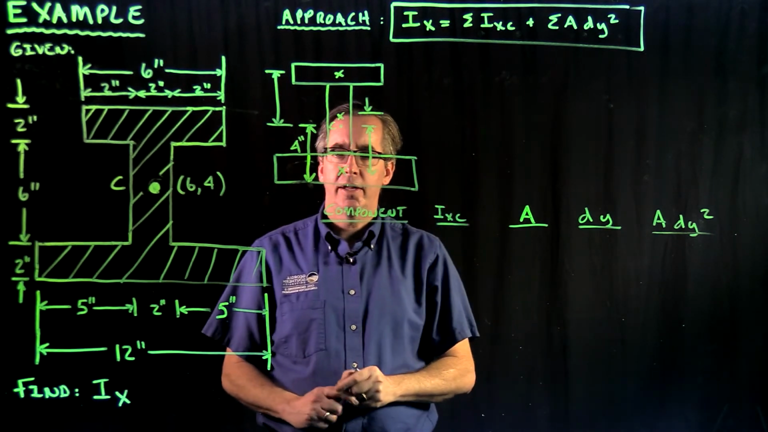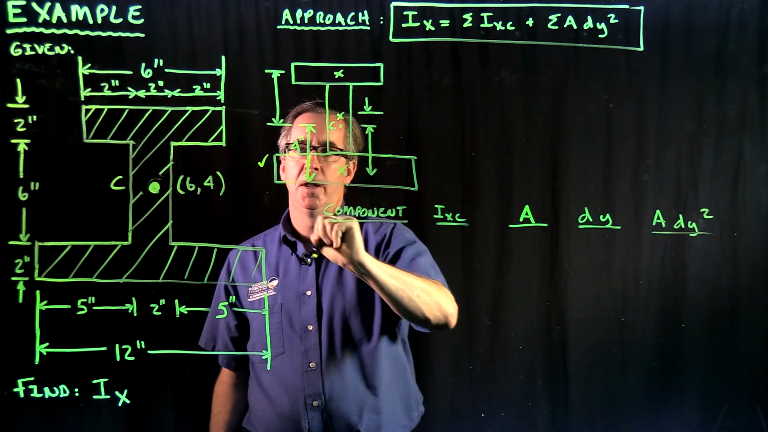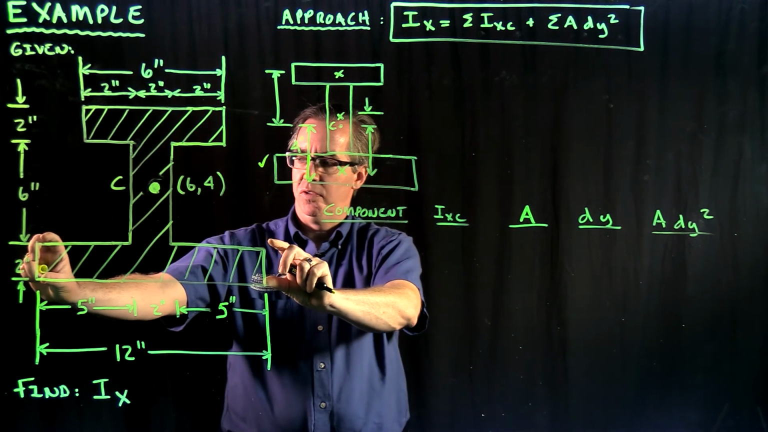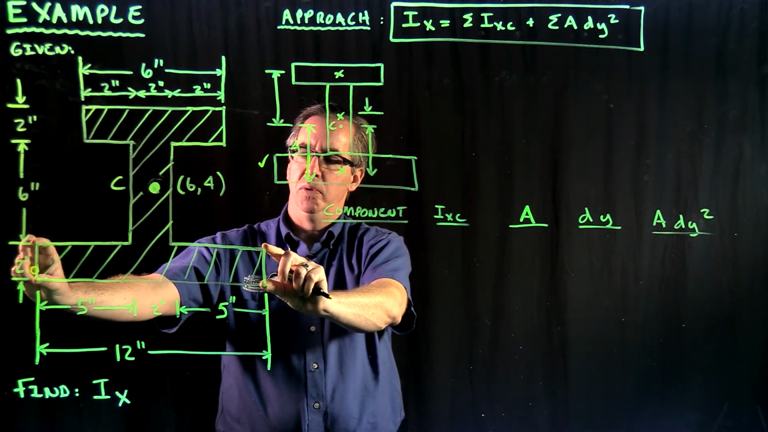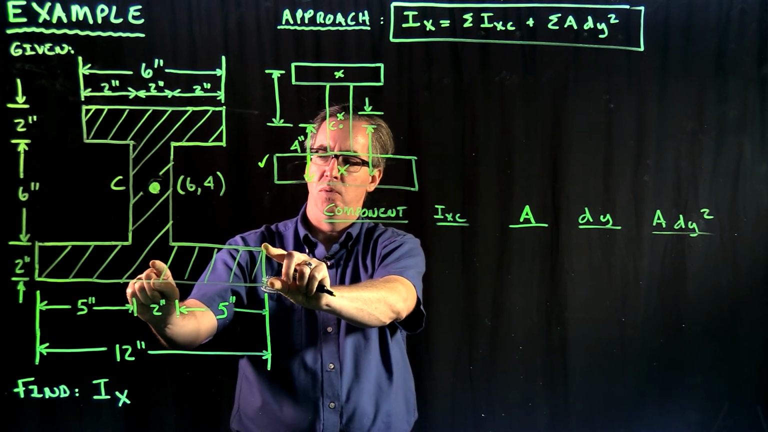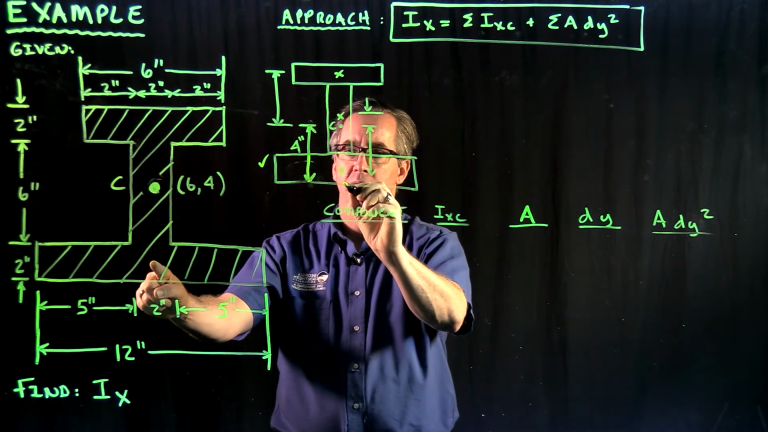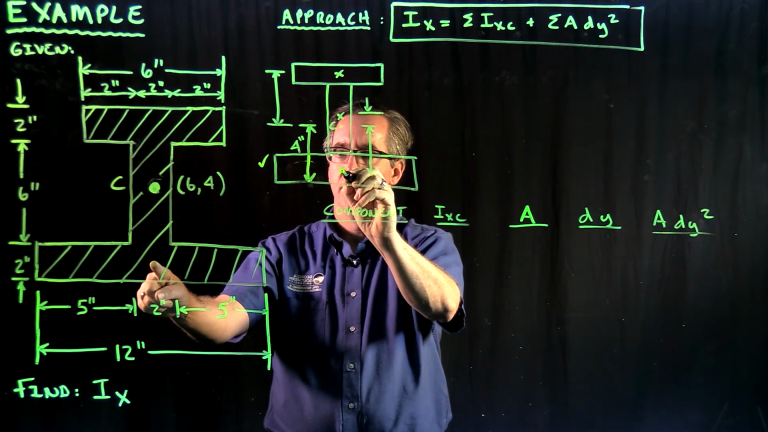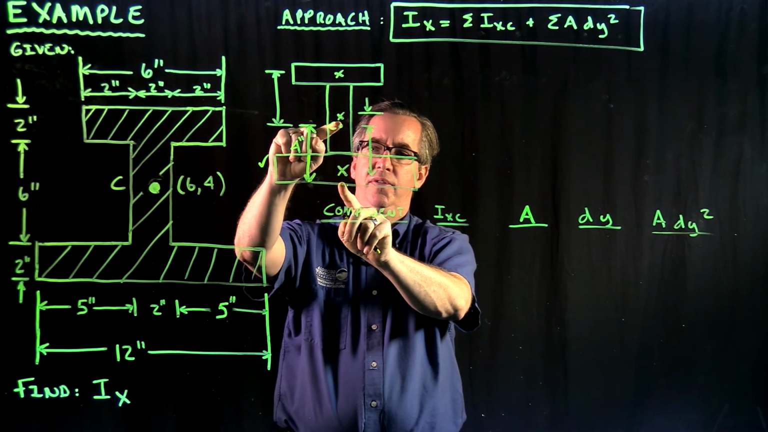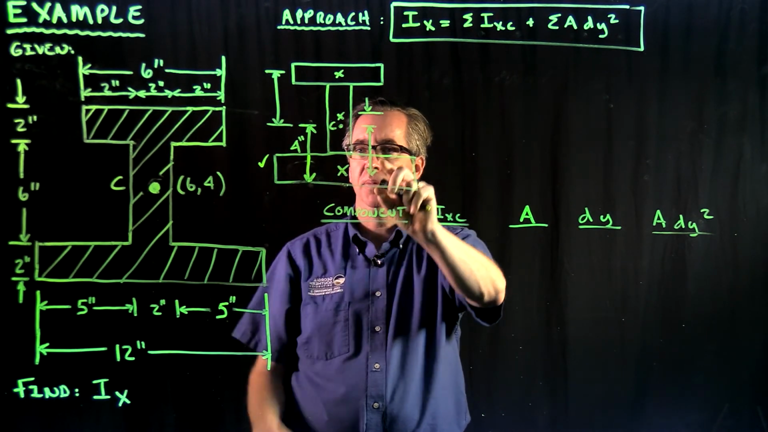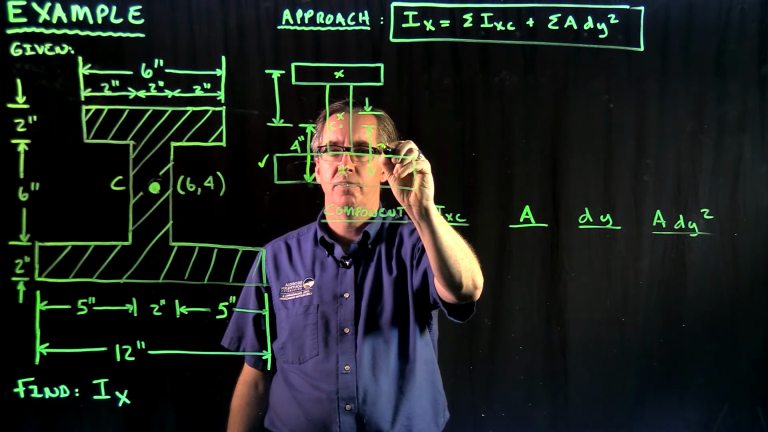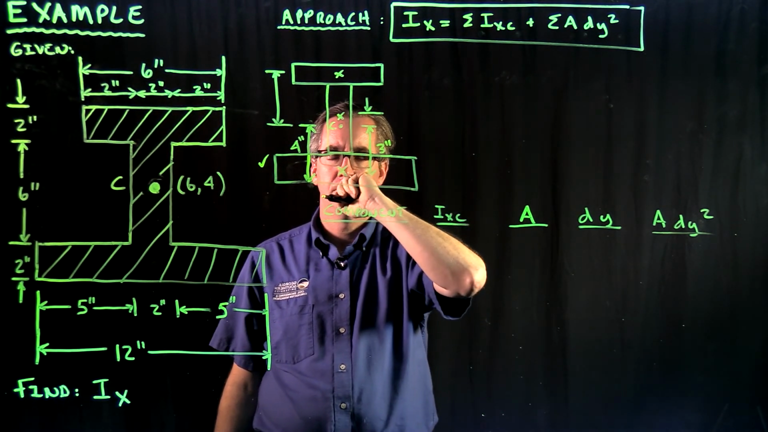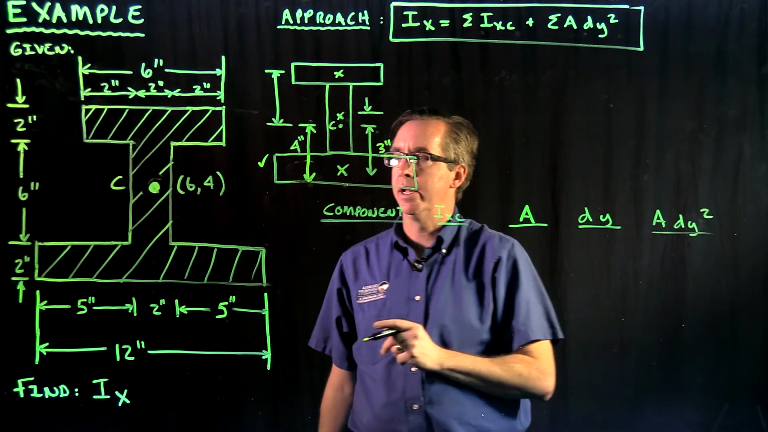Now, let's look at this bottom flange right here. This flange is 2 inches tall, so the distance to the centroid of that is 1. So the distance basically from here to the x, to the centroid, is 1. If this entire distance is 4 and we subtract out 1, that tells me that this dy right here is 3 inches.